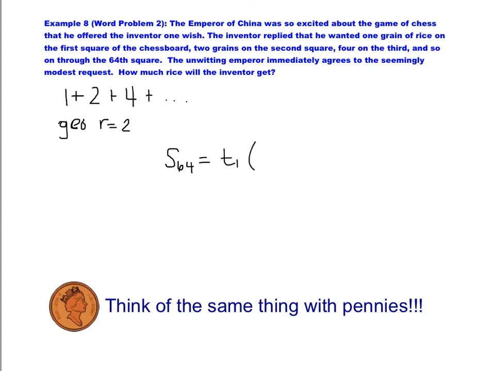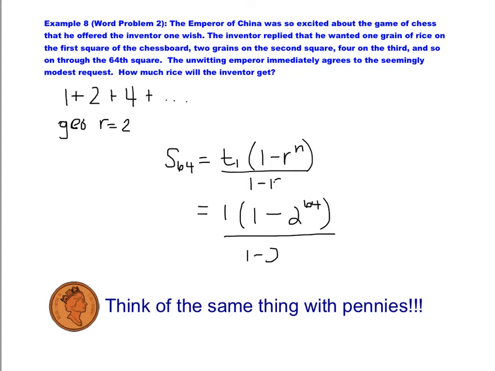So remember, it's T1, 1 minus r to the n, all over 1 minus r. So the first term is 1. 1 minus r is 2 to the 64th, all over 1 minus r. So if I put that together, put it in my calculator, we're going to get 1 point, I'll round to 84, times 10 to the 19th grains of rice.